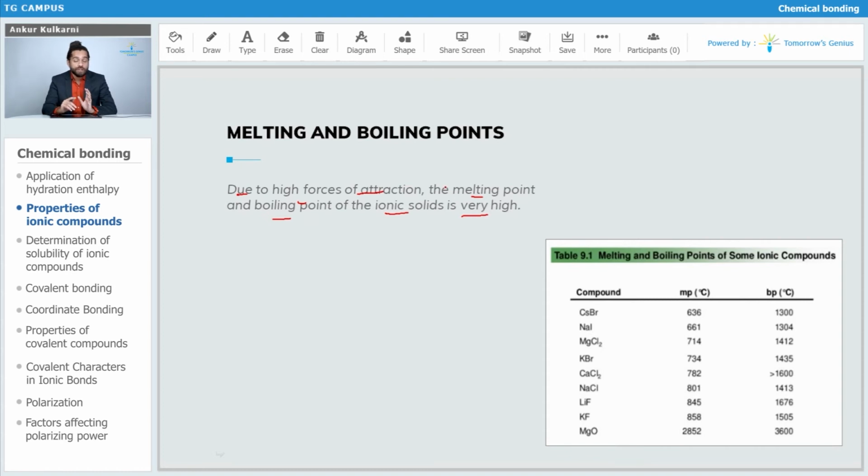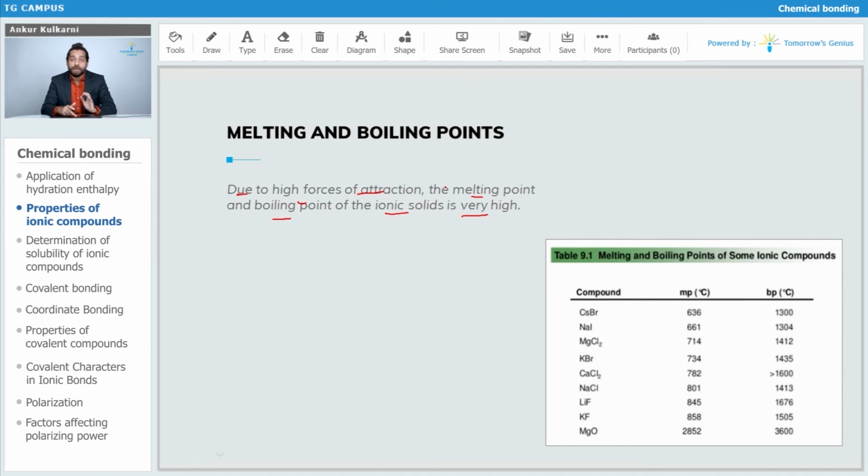Such questions do come in exams, to give the order of melting point or boiling point, and you will be provided with different molecules. In that, you will have some ionic compounds and some covalent compounds. So always remember that ionic compounds will always have higher melting or boiling points. Why? Because the electrostatic force of attraction by which they have formed a bond is very high due to opposite charges. Hence, in ionic compounds, the boiling point and melting point are very high.